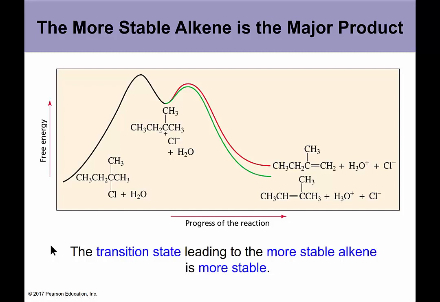The transition state that leads to the more stable alkene is the more stable one. So Hammond's postulate again, because the intermediate, when we're talking about the formation of the product in the second step, it's faster to form the more stable product than the less stable product. Okay?